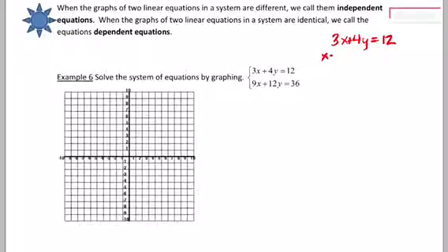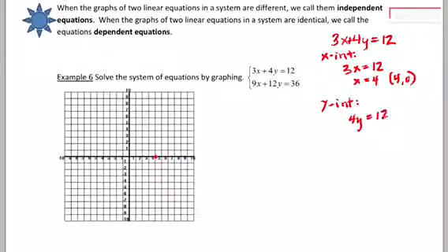So if I'm looking for the x-intercept, I let y be 0. So 3x is equal to 12, x is equal to 4. And I have the point (4, 0). For the y-intercept, I let x equal 0, and I solve for y. So I have 4y equals 12, y equals 3, and I have the intercept (0, 3). And it looks something like that.